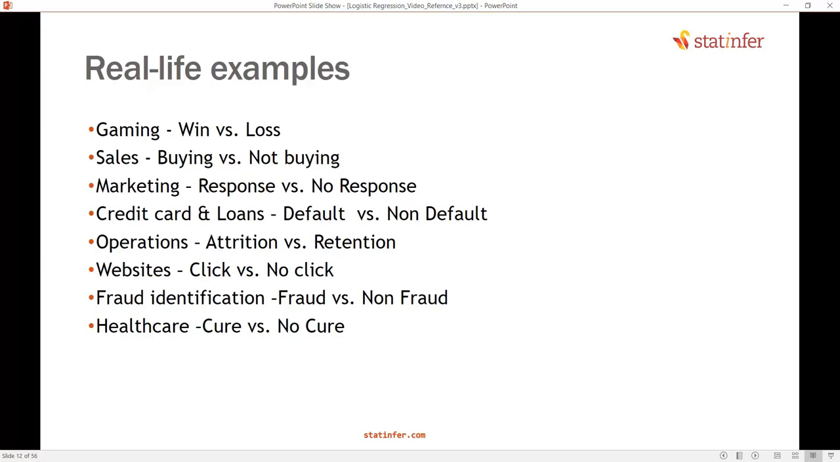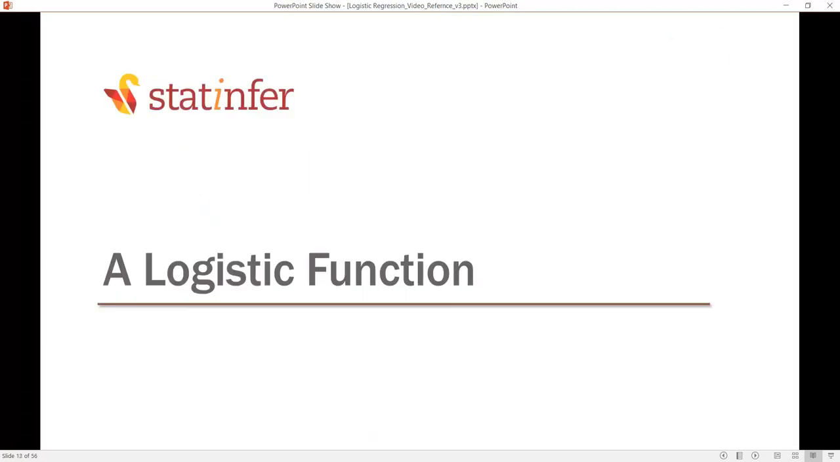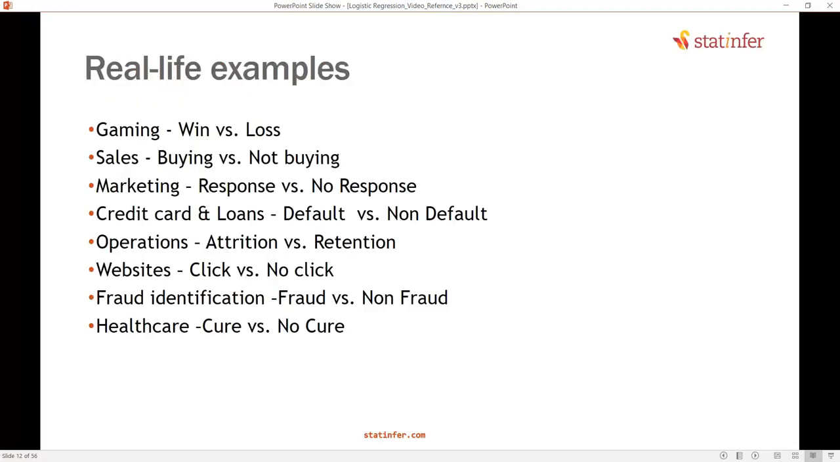In websites, clicking versus not clicking on a web ad. That might depend on so many factors. In fraud identification, fraud versus not fraud. Healthcare, cure versus no cure. There are so many such real life examples which are not linear. The y variable just takes two values, 1 or 0, true or false, -1 or +1, just two values. There, fitting a linear regression line is not the solution. So we need to look for something else.